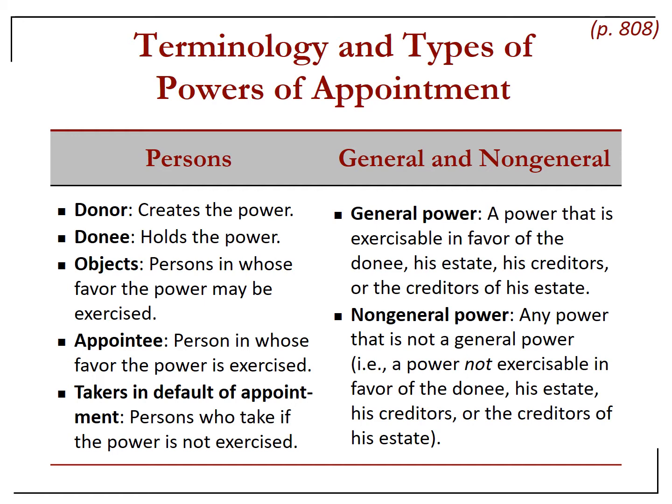The objects are the persons in whose favor the power may be exercised. An appointee is a person in whose favor the power is actually exercised. And takers in default of appointment are persons who take if the power is not exercised. Because remember, a donee has the option to exercise the power. Unlike a trustee that must exercise their powers, a donee has the option to exercise their power.